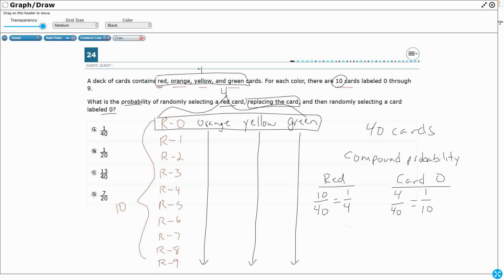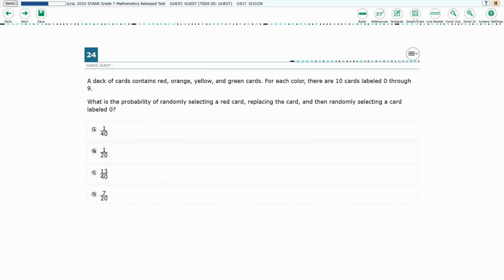So now we're just going to multiply. What are the probabilities of pulling a red and then pulling a 0? Well, you're just going to multiply 1/4 times 1/10. So really the chances of doing those two things in succession are extremely low. It's a 1 out of 40 chance. If you do it 40 times, you're probably only going to pull that sequence one time. The answer is A.